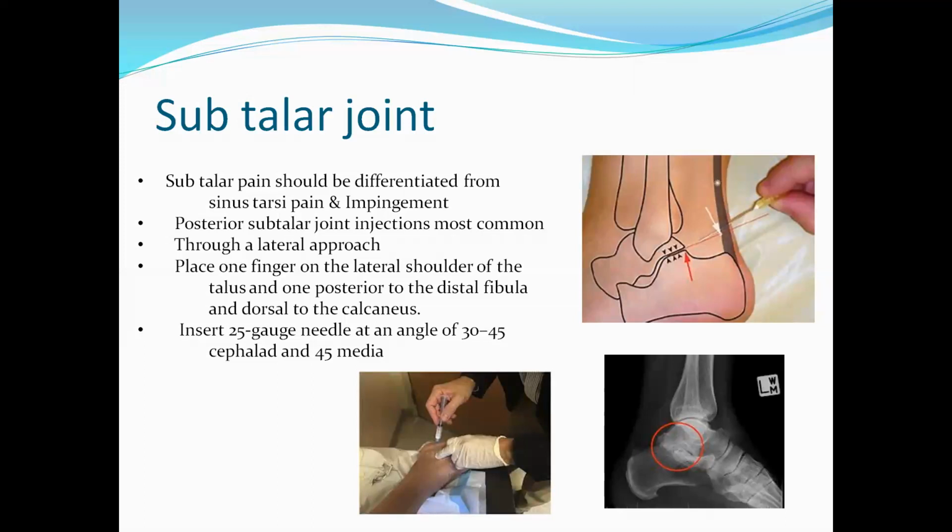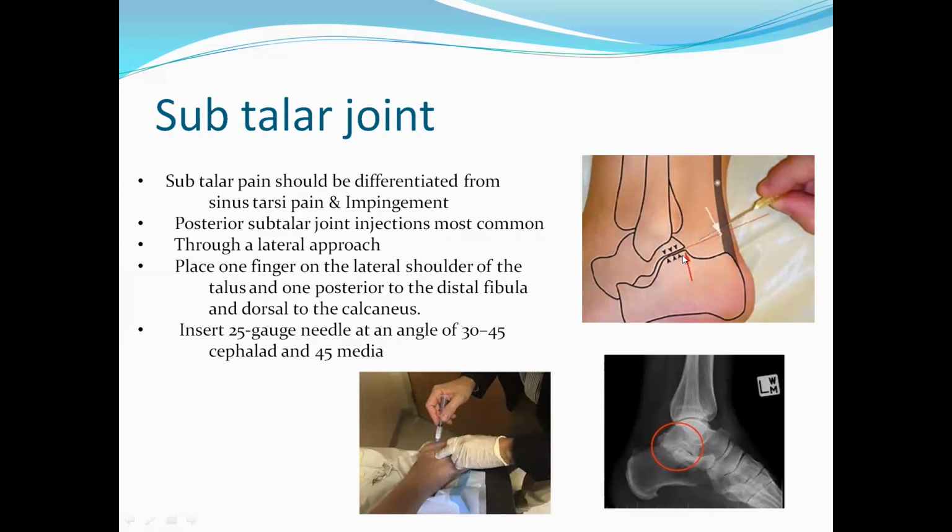Place the fingers on the lateral surface of the talus and on the posterior fibula. The landmark here is the posterior fibular margin. Please remember it, because the other joints to the subtalar joint are anteriorly placed. The injection to the posterior facet is posteriorly placed, and it is easy to palpate because it is lying just below the posterior margin of the lateral malleolus.